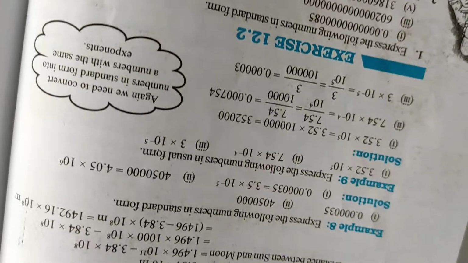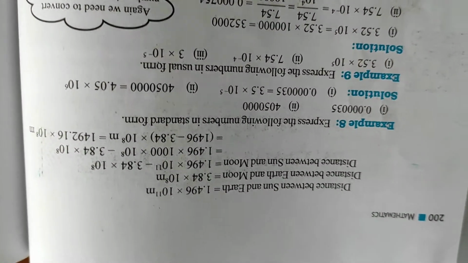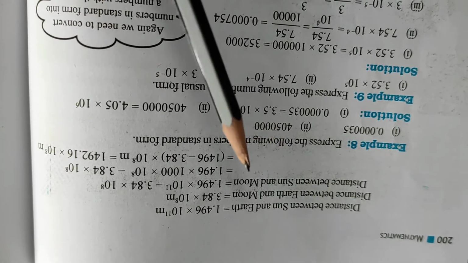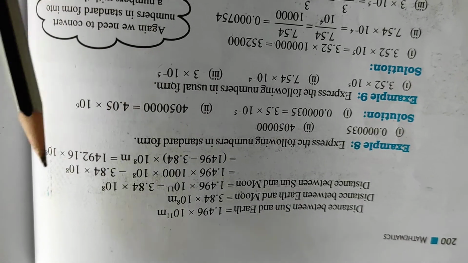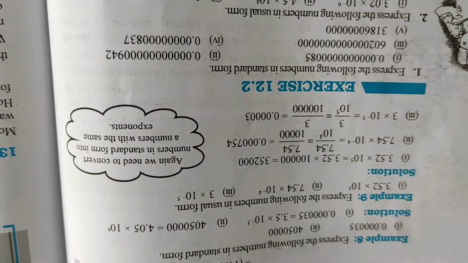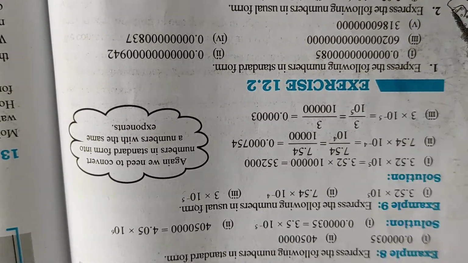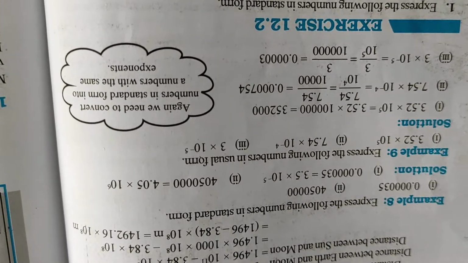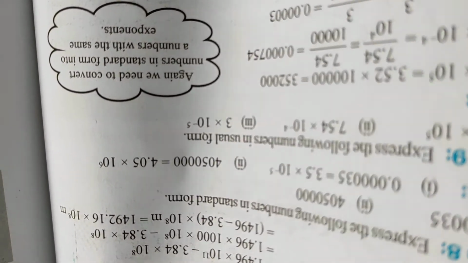Now turn the page. Now see this, the distance between sun and earth, and distance between earth and moon, and distance between sun and moon. You can subtract the same way. Now examples you will do yourself. Again we need to convert numbers in the standard form into numbers with the same exponents, and now we will start 12.2. Okay.